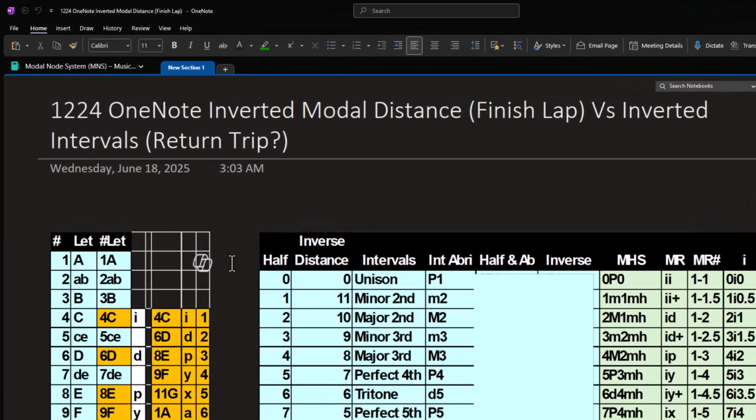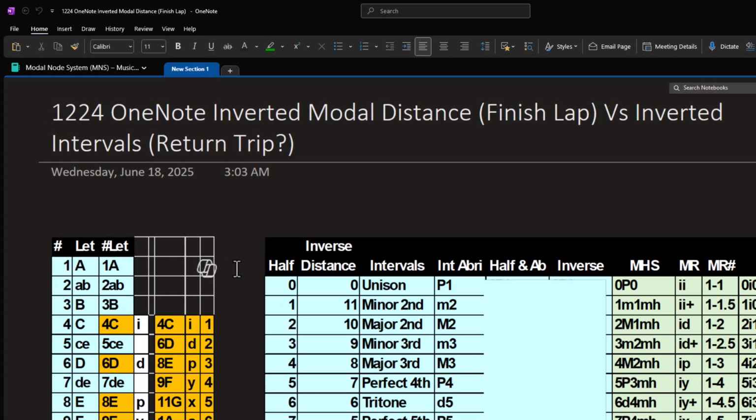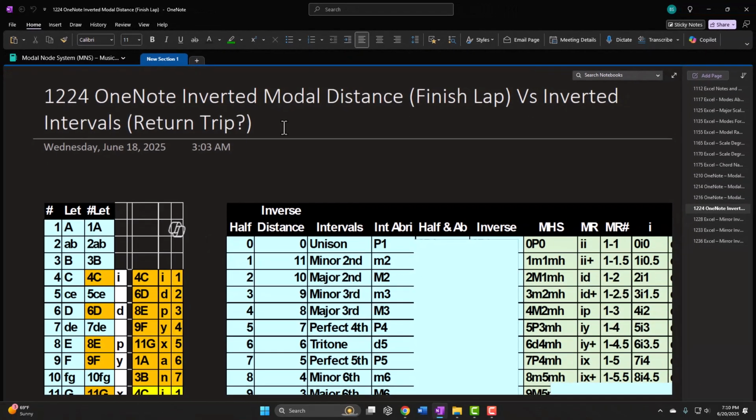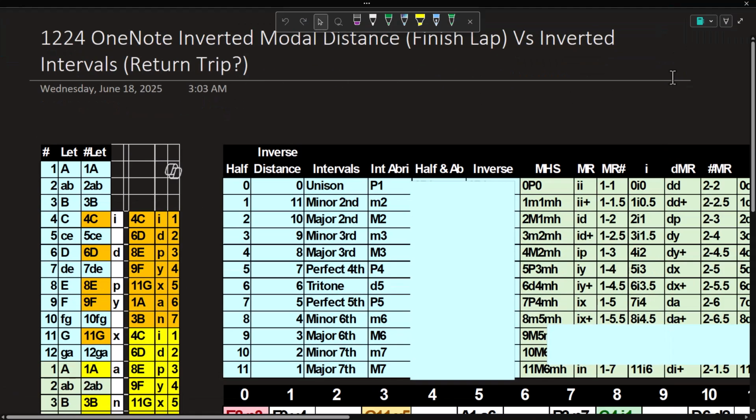Not required to, but if you have access to it and would like to follow along, we're currently in the OneNote file of the Modal Node System, MNS, presentation 1224, OneNote, inverted modal distance, finish lap versus inverted intervals, return trip. We have the list of presentations on the right, which we plan on adding plenty more to shortly.